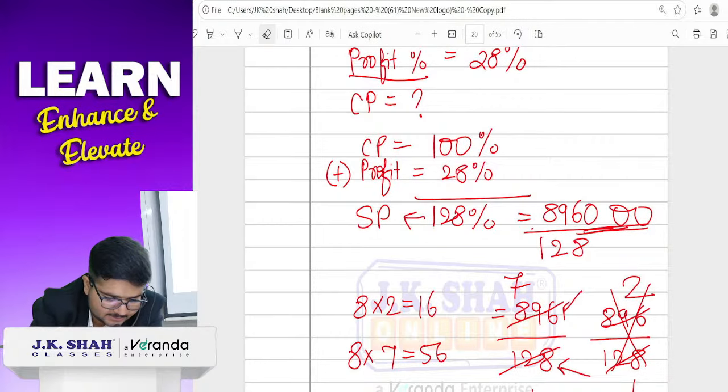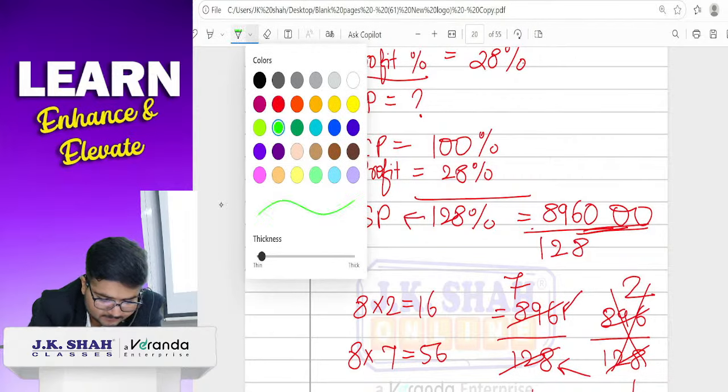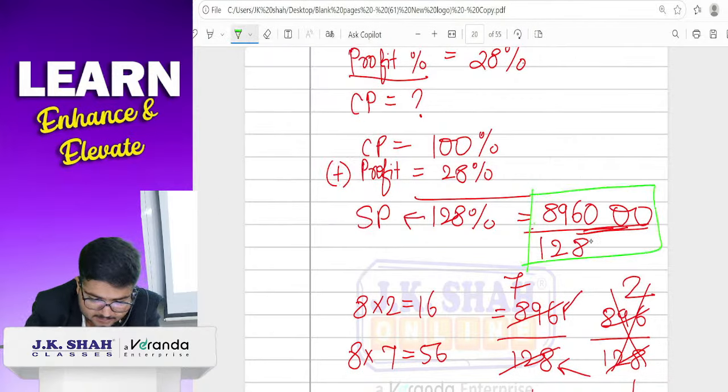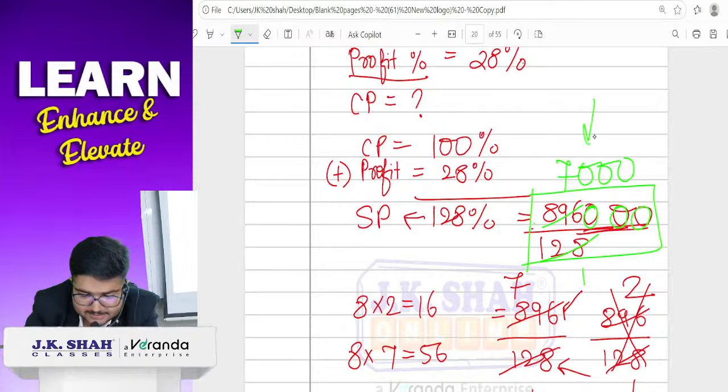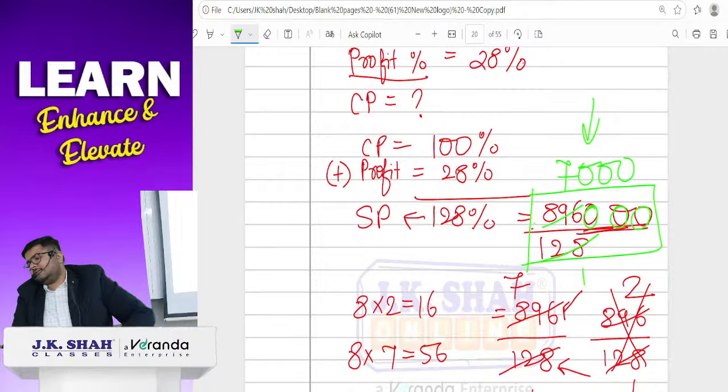Now focus here, in this part. 128 ones are 128, 128 7s are 896, and I will be putting these three zeros, and the answer is 7000. Answer is done. So this is how you can calculate.